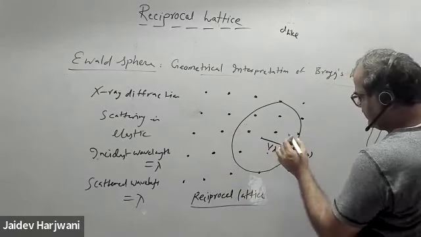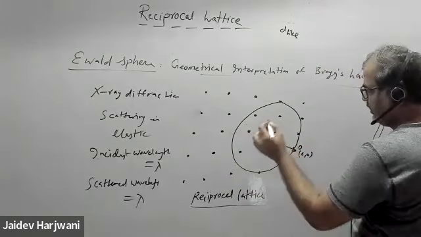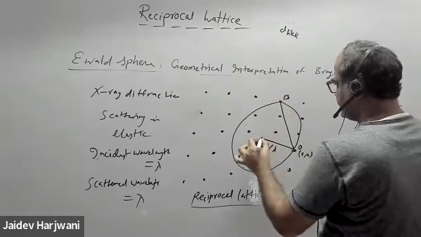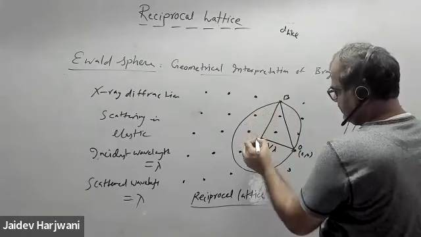So say this is my O. Say this distance is B, and say this distance is A. Say this point is A.